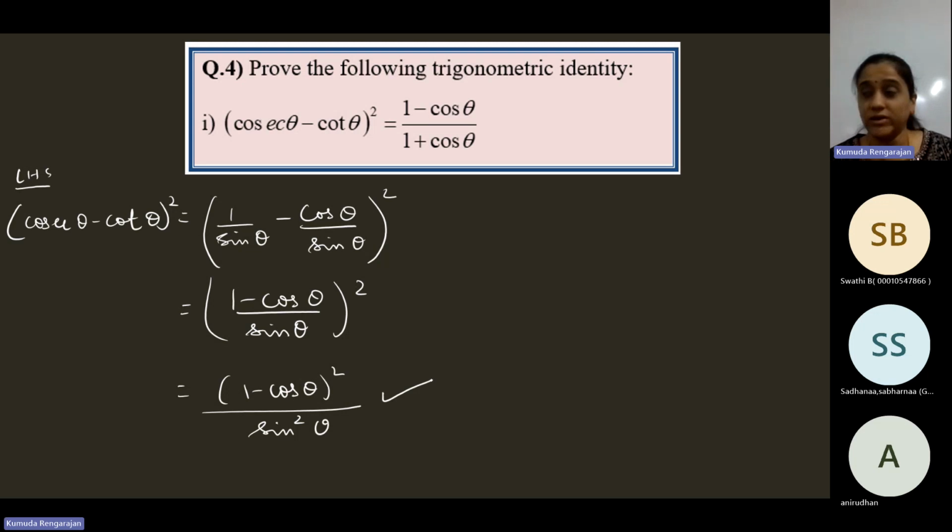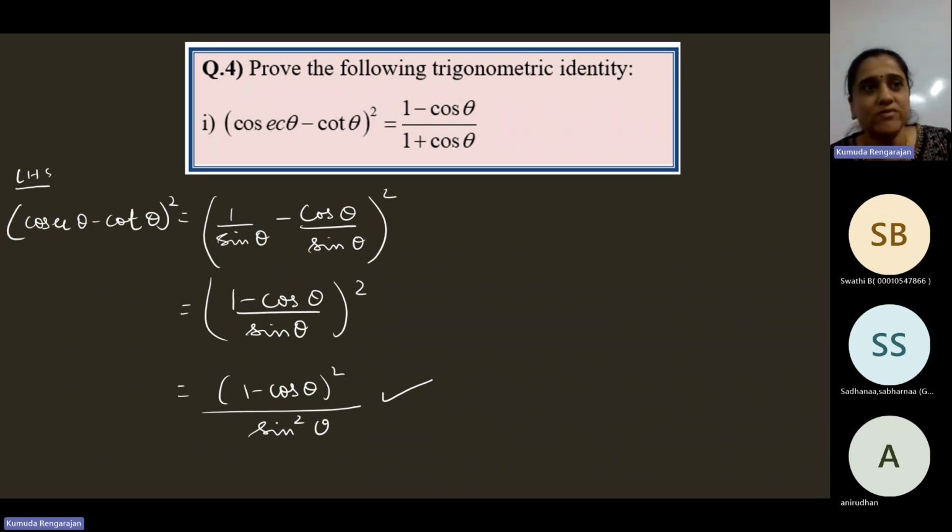At present we have this one, which is close to the RHS. In the RHS, the numerator has 1 minus cos theta. Presently, we have 1 minus cos theta, the whole square. So we have an extra one; you should remove 1 minus cos theta. For that, you should have 1 minus cos theta in the denominator. Only then they'll get cancelled, right? So the denominator should be 1 minus cos theta, but you have sin square theta, so you should change that.